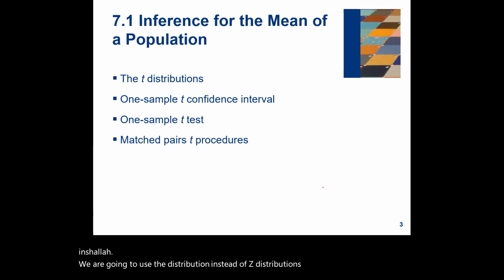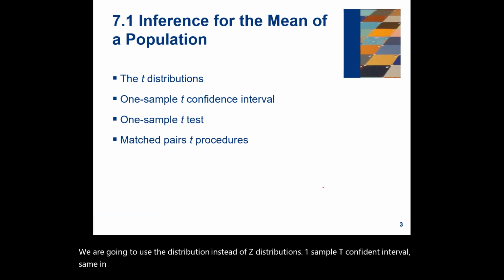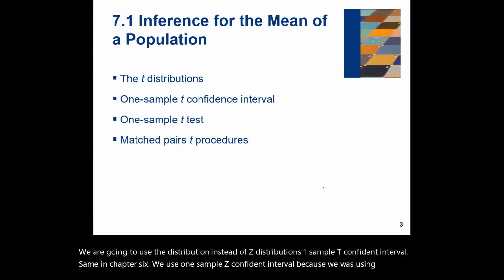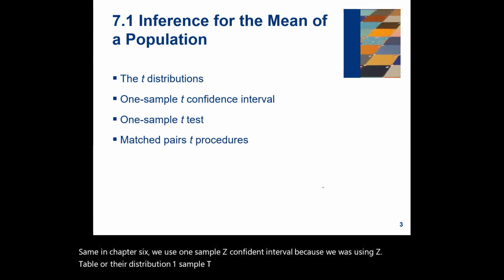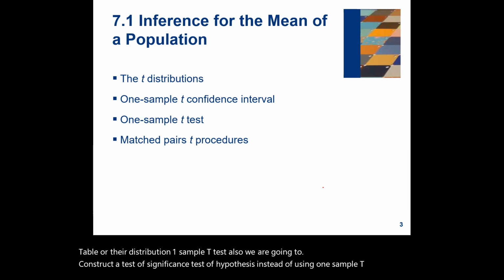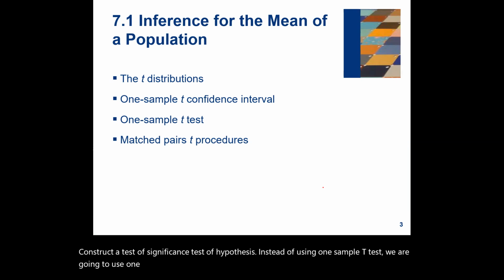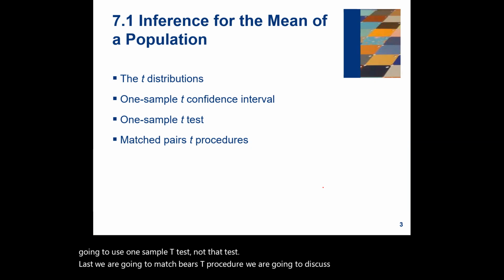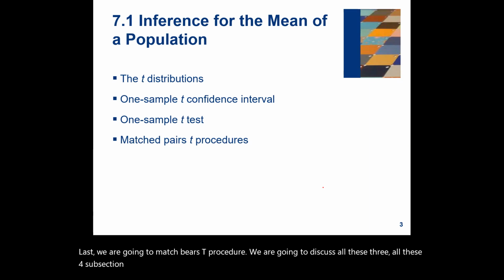One sample T confidence interval. Same in chapter 6, we use one sample Z confidence interval because we were using Z table or Z distribution. One sample T test. Also, we are going to construct test of significance, test of hypothesis, using one sample T test, not Z test. Last, we are going to cover matched pairs T procedure. We are going to discuss all these four subsections, inshallah, in this chapter 7.1.